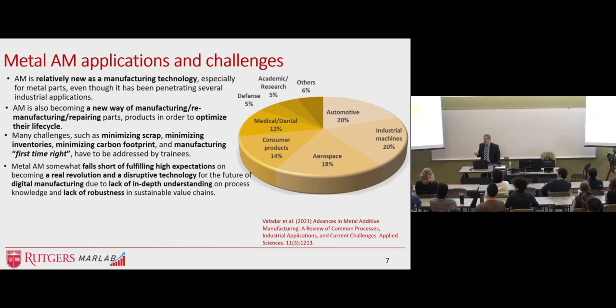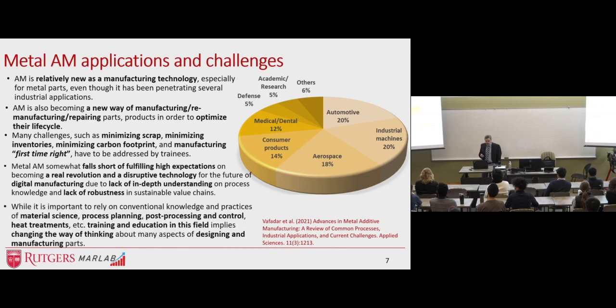So remember the Gartner's hype cycle. And now it's becoming more like a real revolution and a disruptive technology. However, there are still a lot of high expectations that are not fulfilled. And the future for digital manufacturing is limited because of the lack of knowledge about the process and lack of robustness in the sustainable value chains through using metal AM.